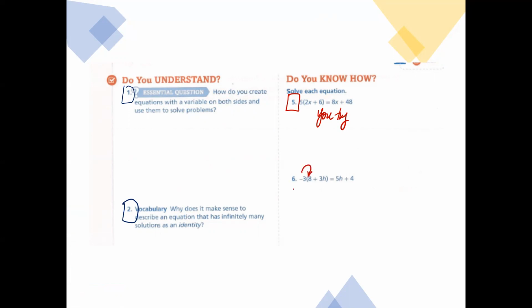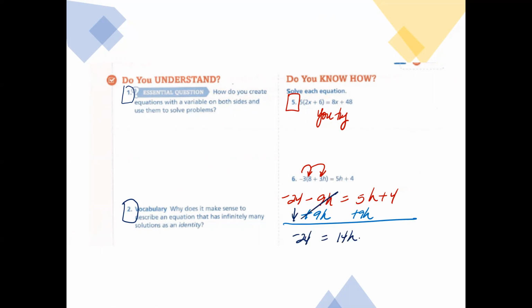We're going to distribute the negative 3 into the parentheses. So you have a negative 24 minus 9h equals 5h plus 4. Once again, you always want to add the smallest number. So in this case, it's a negative 9h. So opposite of a negative is a positive. You're going to bring down the negative 24. 9 and 5 gives me a 14h plus 4.